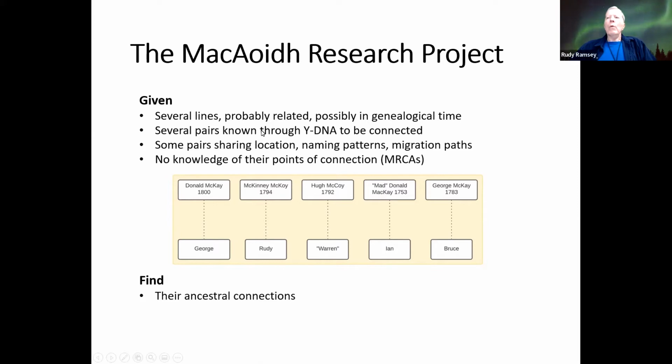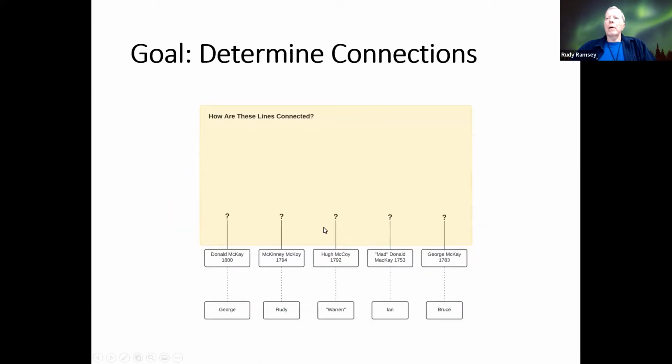So we want to find the ancestral connections. And basically that means we have a big blank up here. We know this much about our lines. We want to know how those lines are all connected up here. They could all be 5 sons of one father. They could be pairwise, all different, going back in time. At the time we started this study, we had no idea.